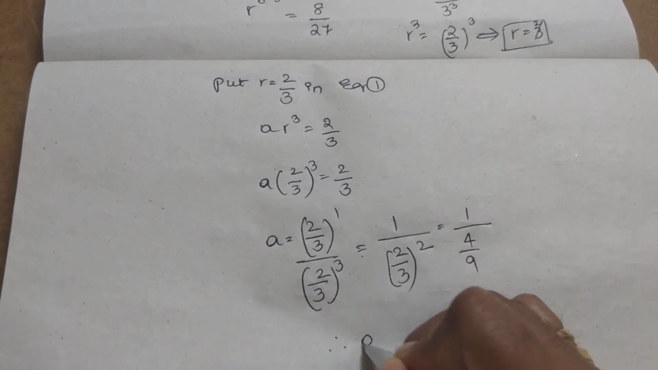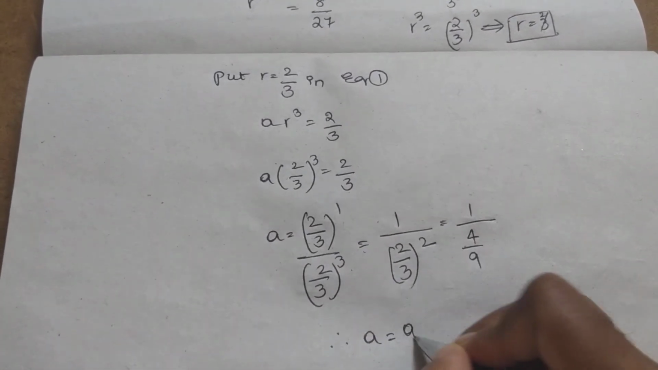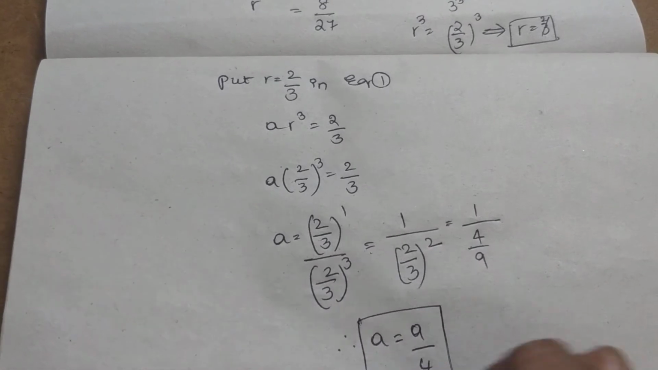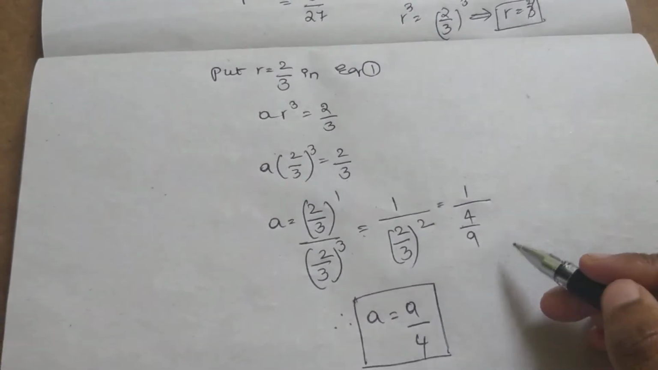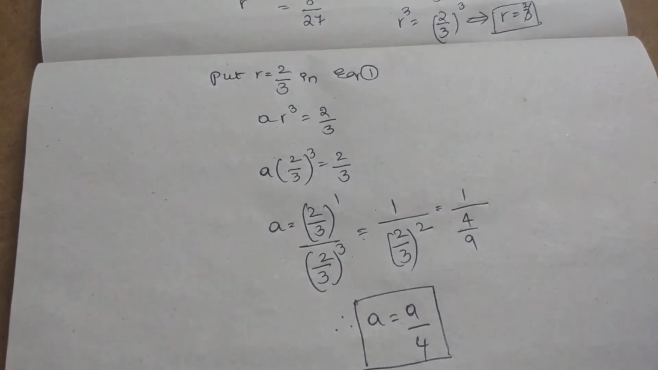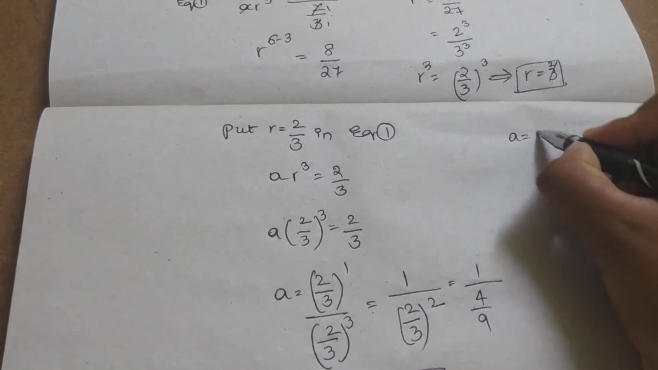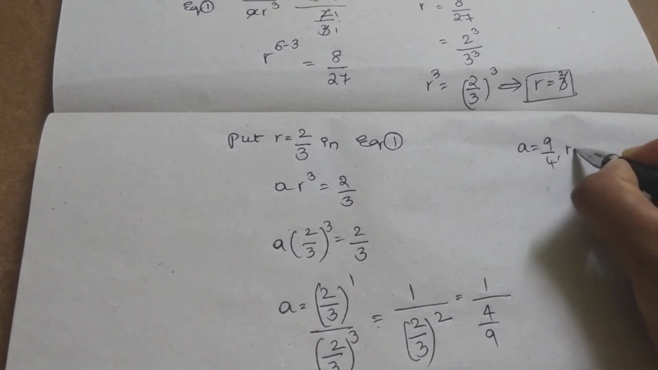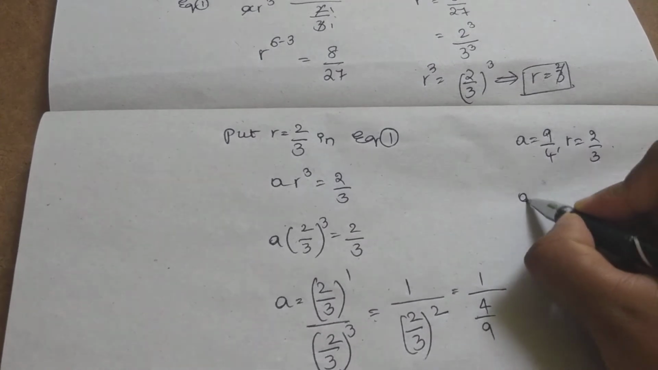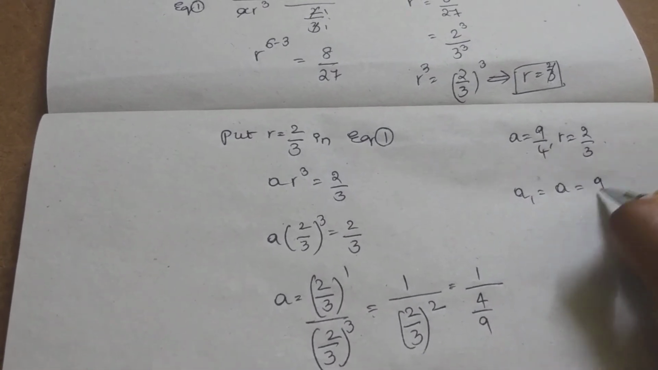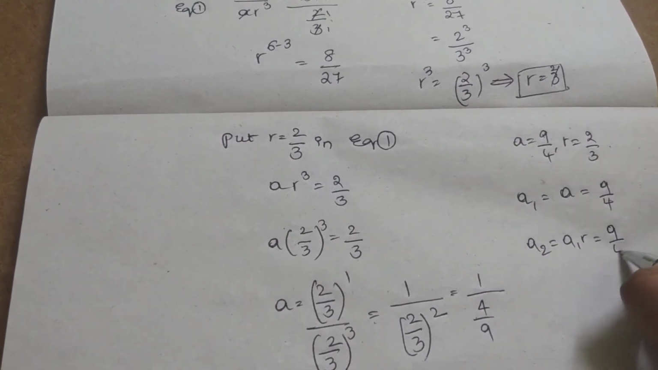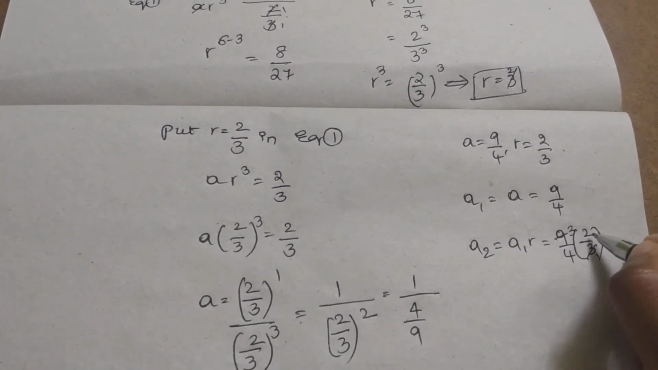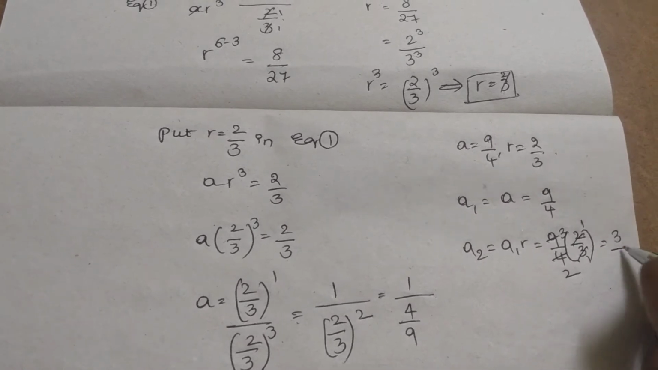Therefore the a value will be 9 by 4. Here, if the denominator is a fraction, that fraction gets reversed. We got the a value as 9 by 4 and we know the r value. Based on these two values we can find the series, right? So here a equals 9 by 4, r equals 2 by 3. First term a1 equals a equals 9 by 4. a2 equals a1 into r, so 9 by 4 into 2 by 3. Correct? It will become 3 by 2.